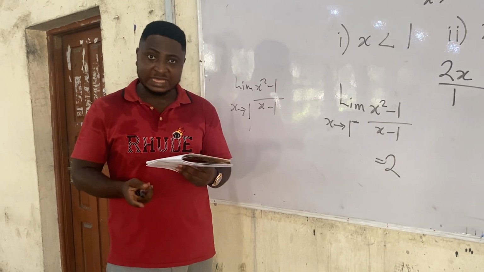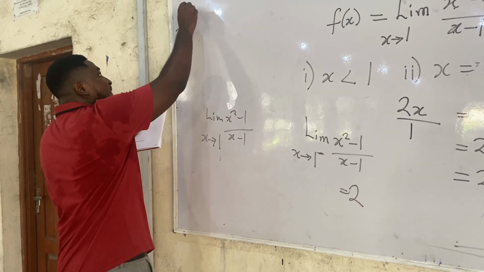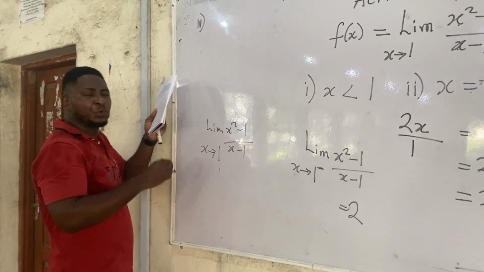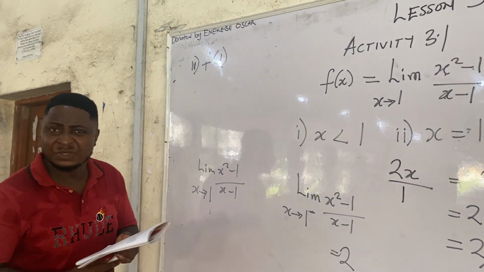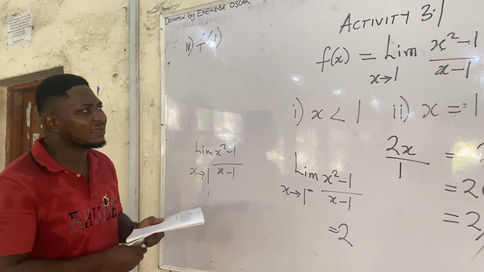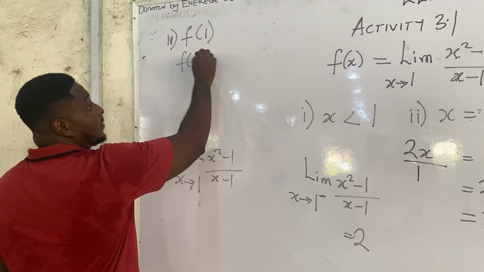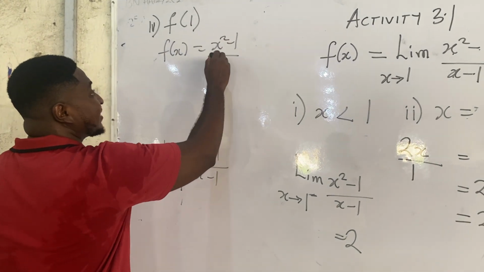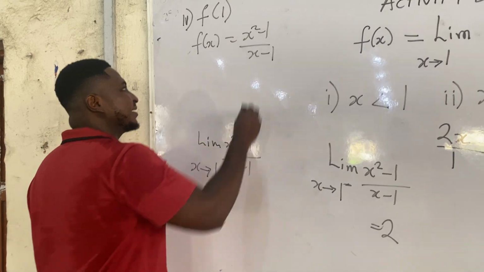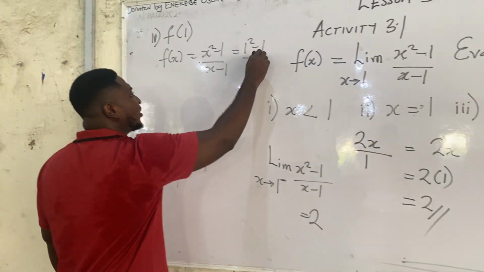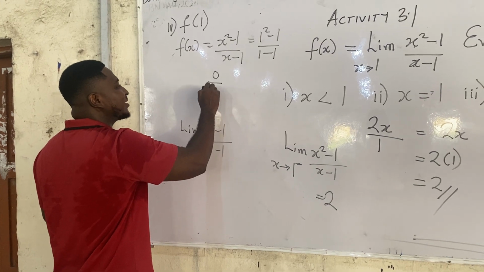Actually 3.1. Now, class, if you go to IV, still on actually 3.1, we're asked to compare our answer with f of 1. F of what? We're asked to compare our answer with f of 1. What's f? F of x is what? x squared minus 1 all over x minus 1. Class, f of 1 means anywhere we see x, put 1, right? This will be 1 squared minus 1 all over 1 minus 1. 1 squared minus 1 means 0 over 0.